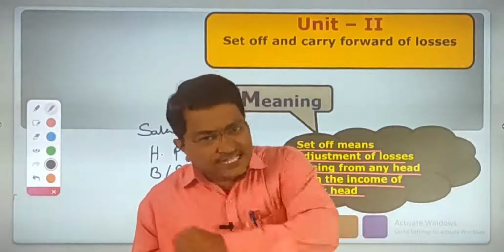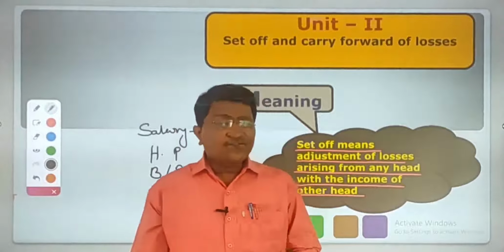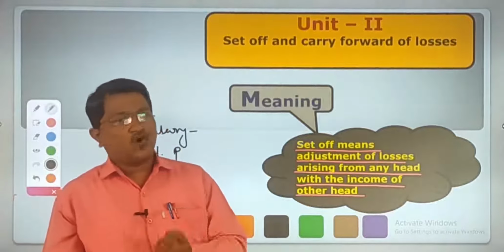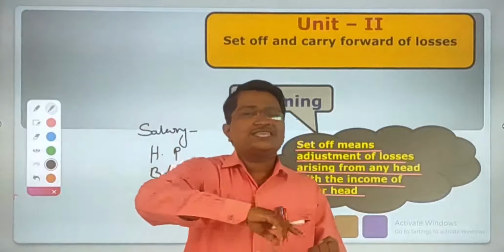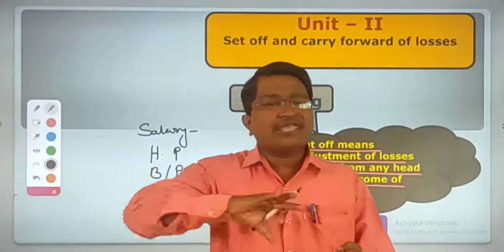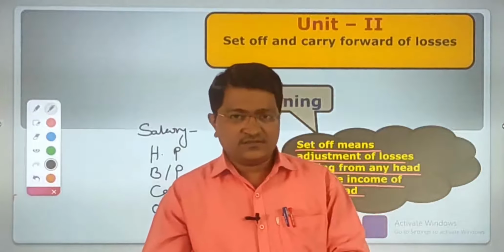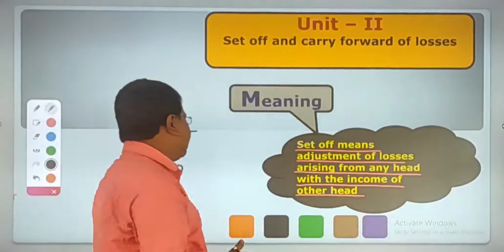So of these 5 heads, if any one head incurs a loss, such loss can be adjusted or set off with the other 4 heads. So let's see an example here.